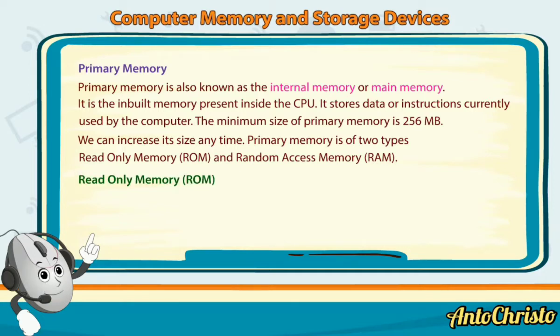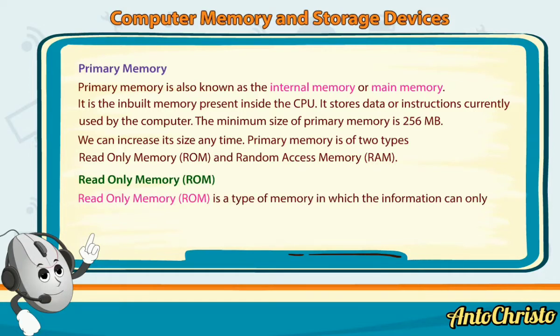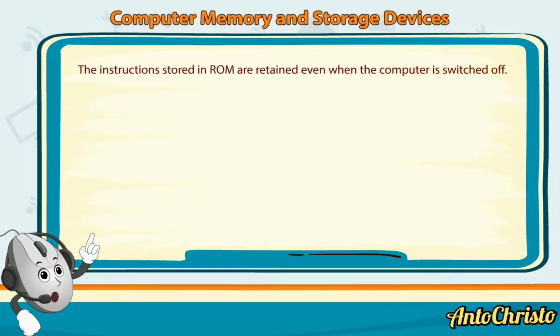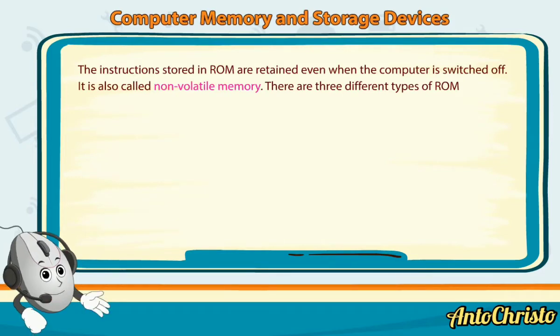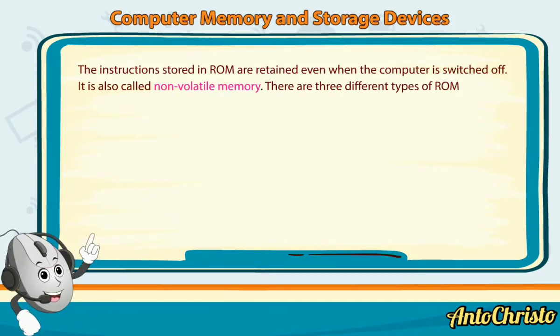Read-only memory (ROM). Read-only memory (ROM) is a type of memory in which the information can only be read. ROM can be directly accessed by the CPU. The instructions stored in ROM are retained even when the computer is switched off. It is also called non-volatile memory. There are 3 different types of ROM: PROM, EPROM, and EEPROM.